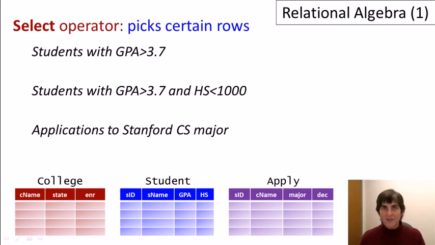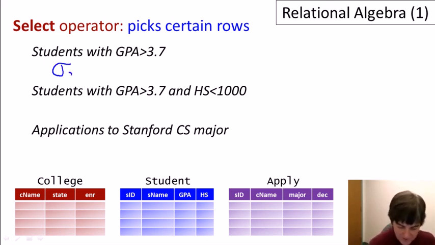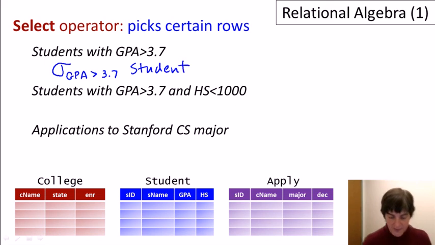The first operator is the select operator. The select operator is used to pick certain rows out of a relation. The select operator is denoted by a sigma with a subscript. That's the condition that's used to filter the rows that we extract from the relations. So we're just going to go through three examples here. The first example says that we want to find the students whose GPA is greater than 3.7. So to write that expression in relational algebra, we write the sigma, which is the selection operator, as a subscript, the condition that we're filtering for, GPA greater than 3.7, and the relation over which we're applying that selection predicate.